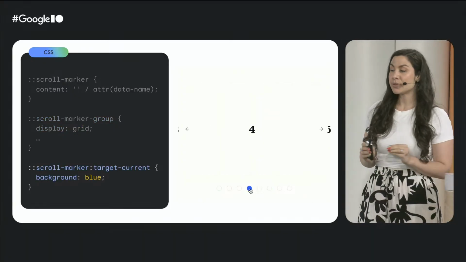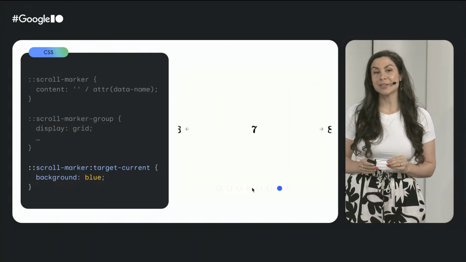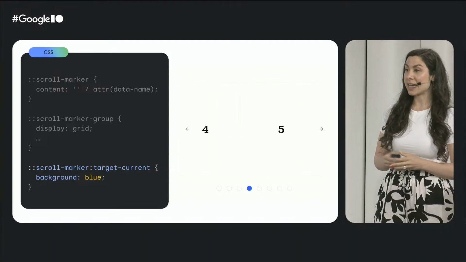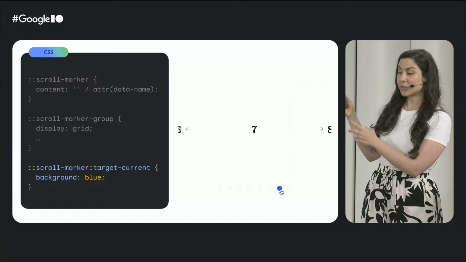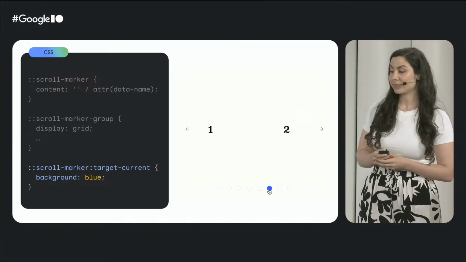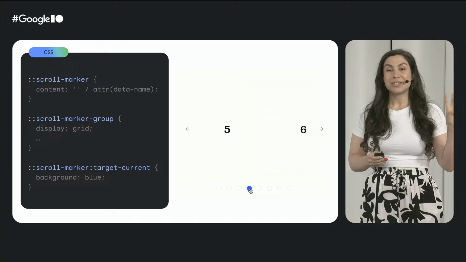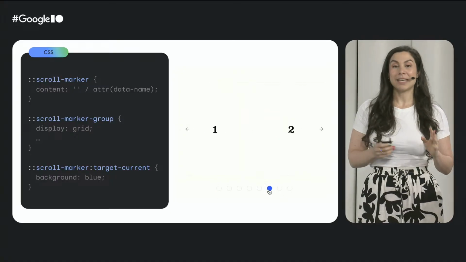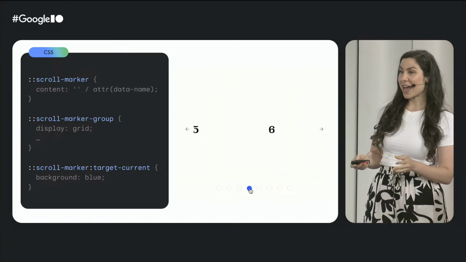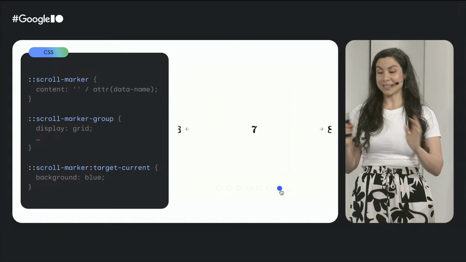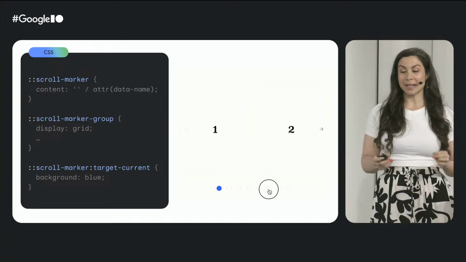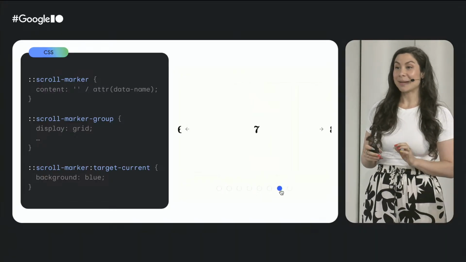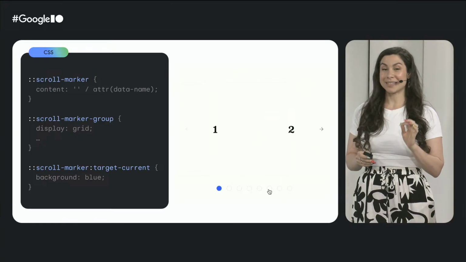Finally, there is a new pseudo-class primitive to style the active marker called target current. You can use target current to style the active scroll marker. In this case, we're giving it this blue background. With just these three CSS features, we've set up all of the state logic, keyboard navigation, identified the active marker, hooked up all of its content, and enabled full stylability of carousel marker indicators. Again, this is incredibly powerful with very minimal CSS.